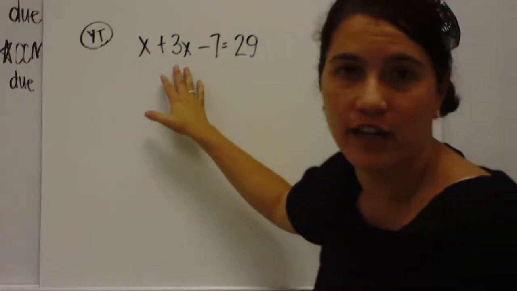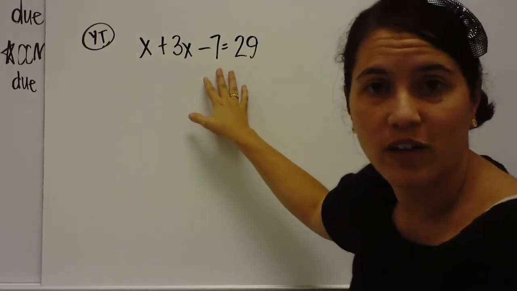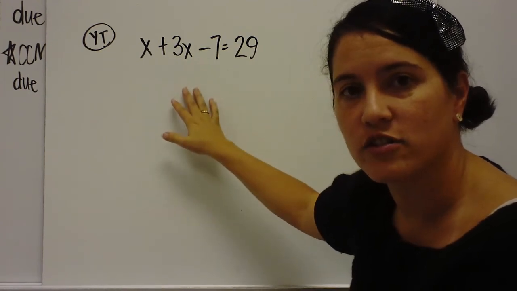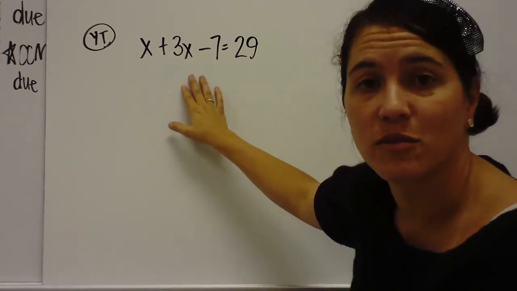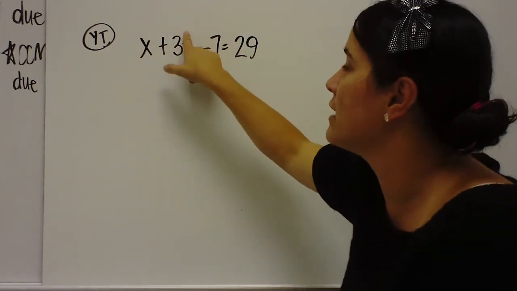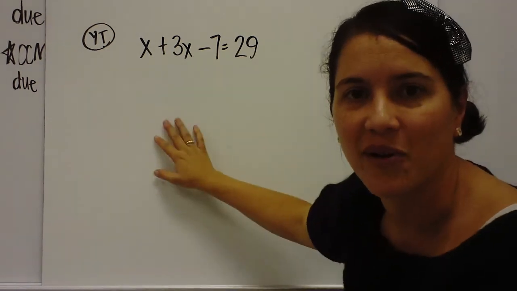So I have a U-chart right here. I want you to try this one. There's no distributing, so I want you to start at combine like terms, and then you're going to undo the addition and subtraction, and you're going to undo the division and multiplication. And when you get your x, remember to plug it back in, so x plus 3 times x minus 7, and you should get 29. We'll go over this tomorrow.